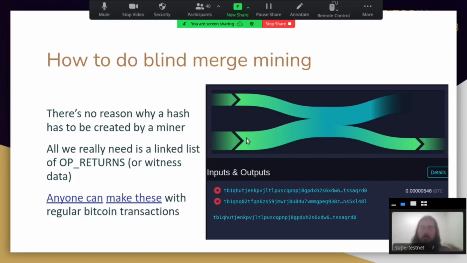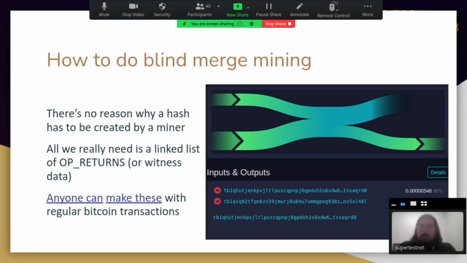Now let's talk about how blind merge mining is actually done without a soft fork. The way we do regular merge mining is that miners put text in a block. They take a hash and they put it into Bitcoin. Well, there's no reason that hash actually has to be created by a Bitcoin miner. Bitcoin has fields where anyone can add text to a block. So anyone can create an OP_RETURN in Bitcoin. Anyone can create one of these text fields and put text in it. So all we really need is a list of those. We need a way to track this one came first, this one came second, this one came third, and follow them.